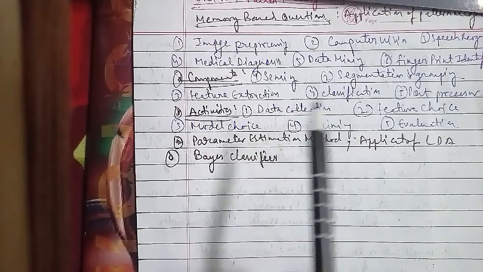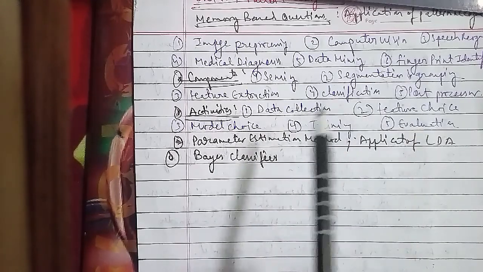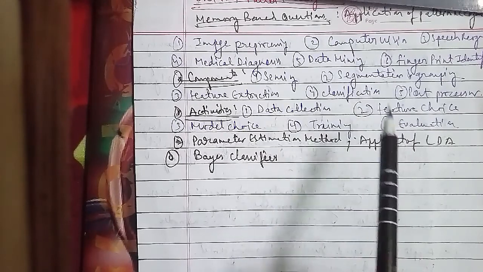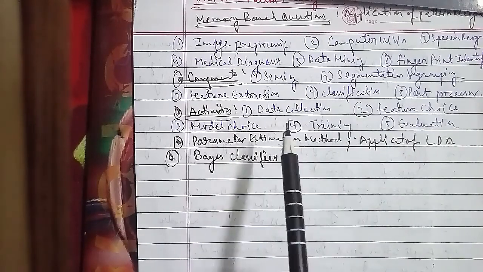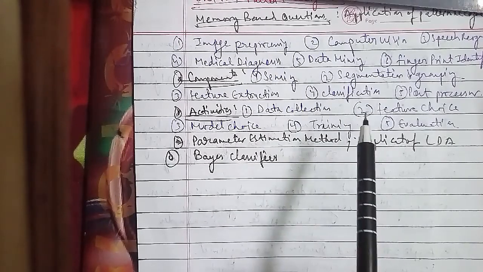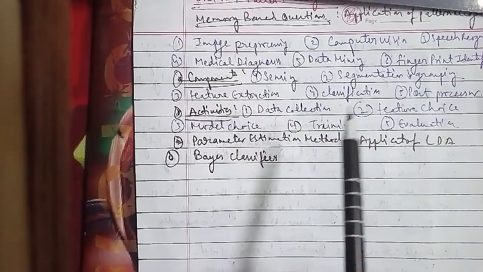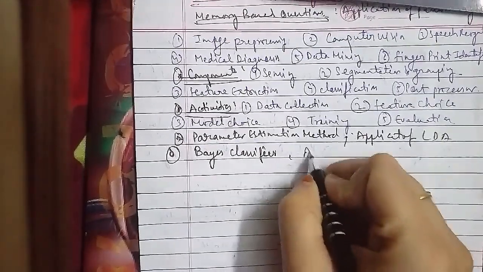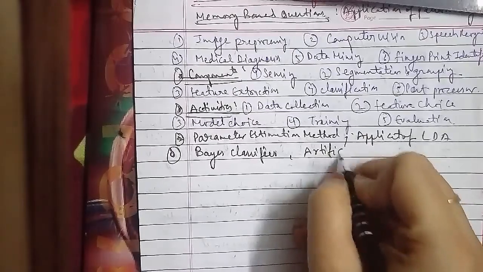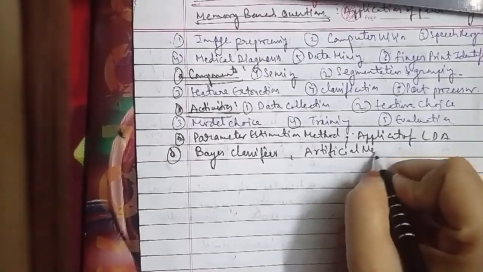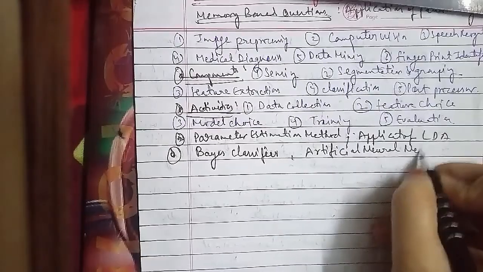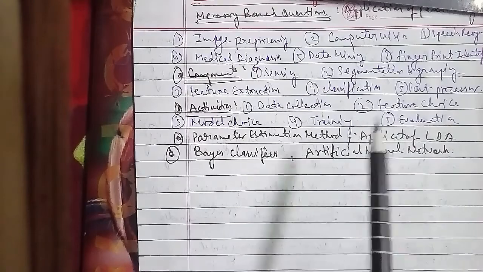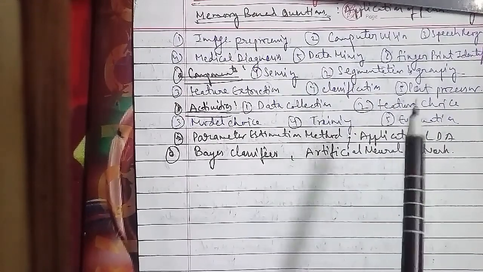Types of neural network. In the types of neural network, there are four types. The first is the single layer perceptron. The second is the multi-layer perceptron. The third is the Adaline, and the fourth is the Kohonen self-organizing network.